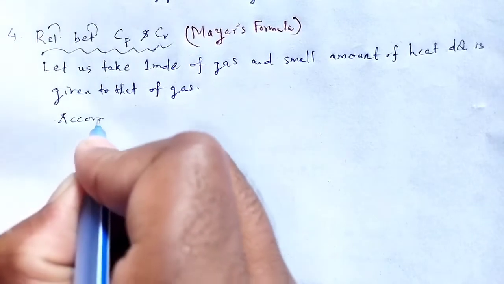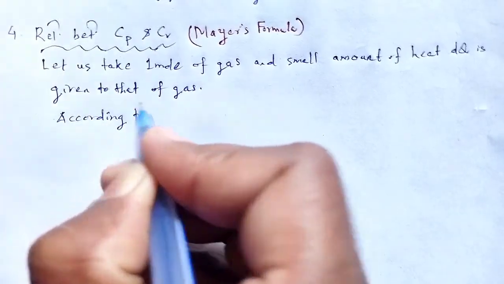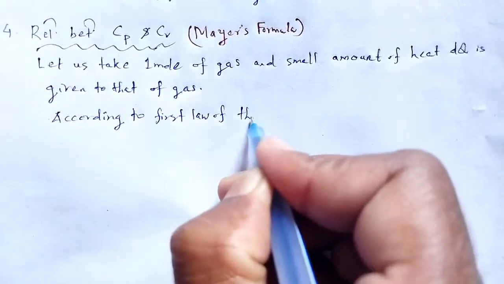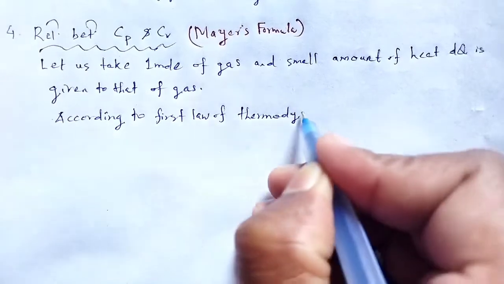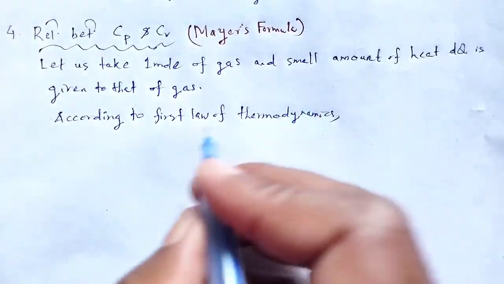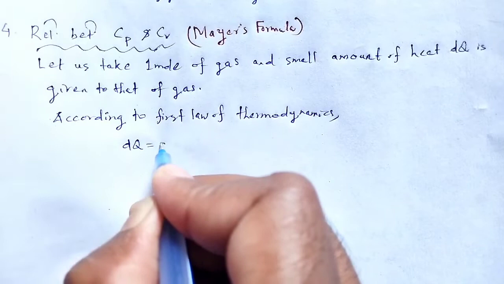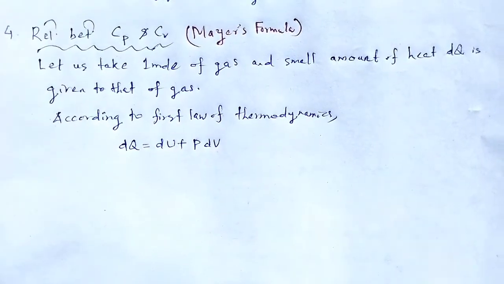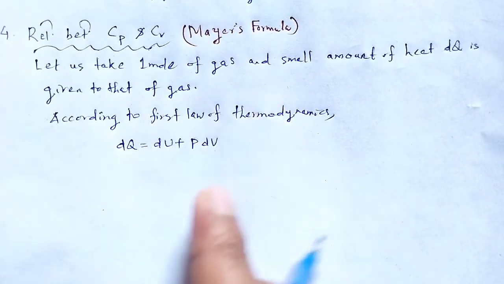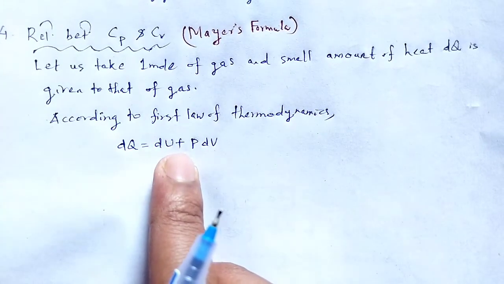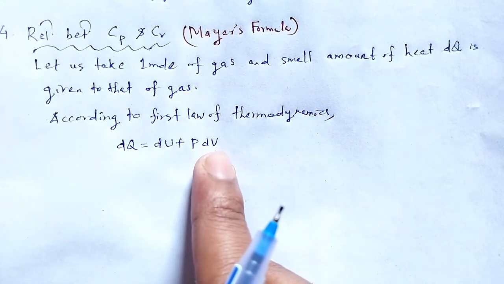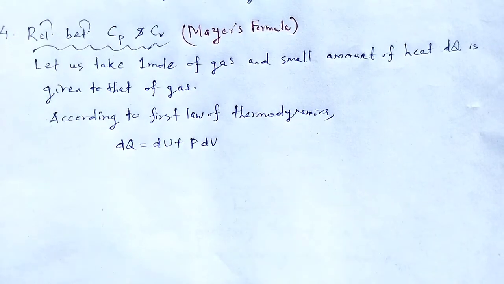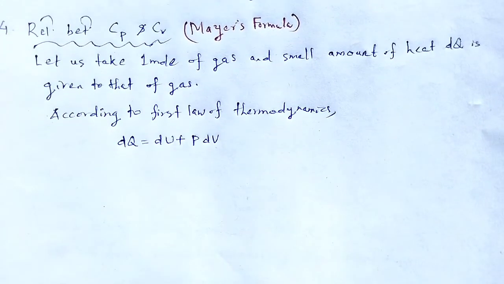According to the first law of thermodynamics, dq is equal to du plus pdv, where dq is the amount of heat supplied, du is the increase in internal energy of the gas, and pdv is the work done against the external pressure, that is dw, which is known as pdv.